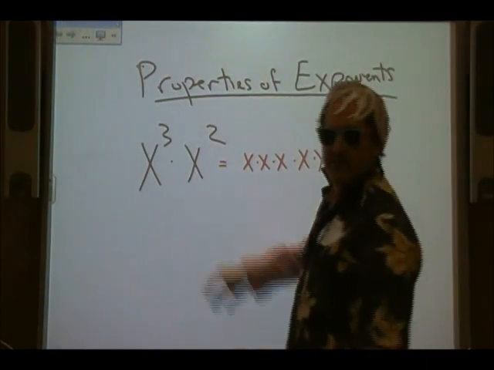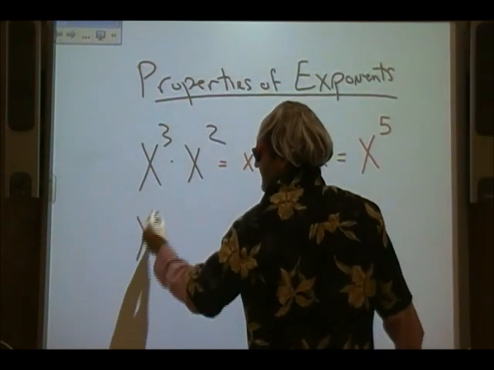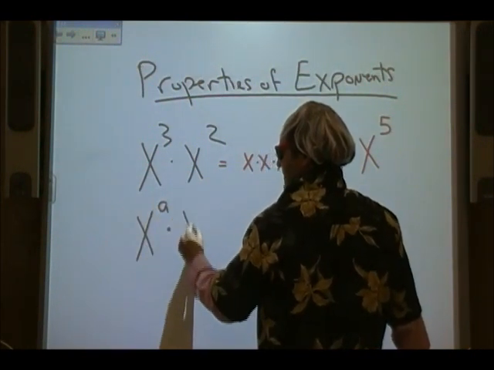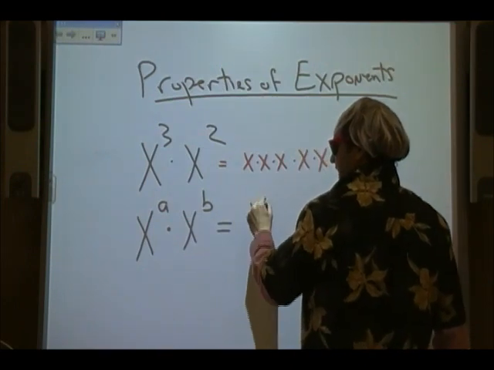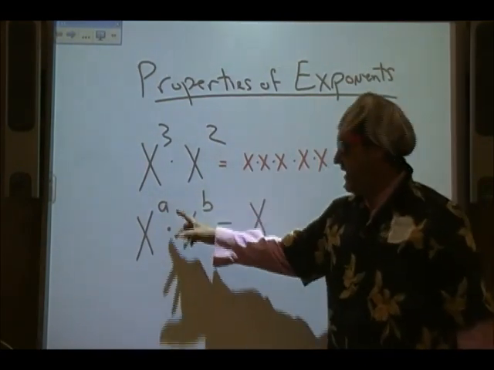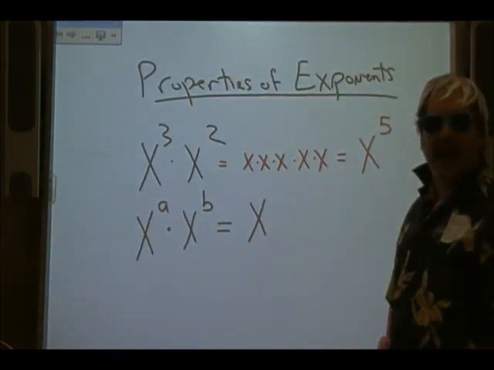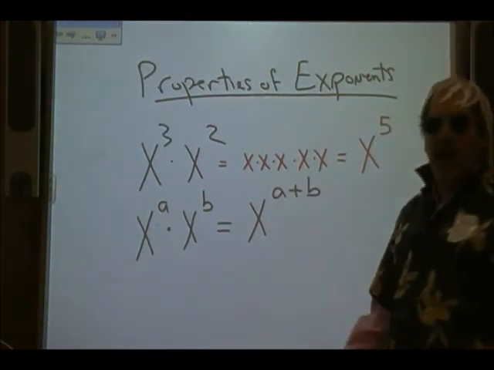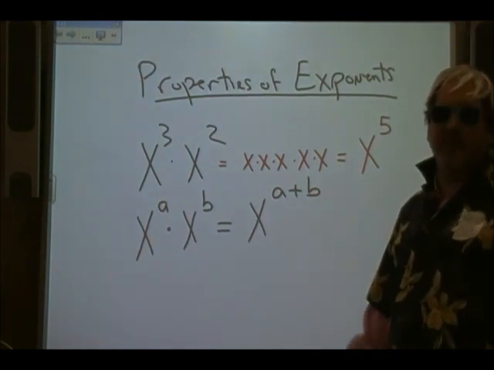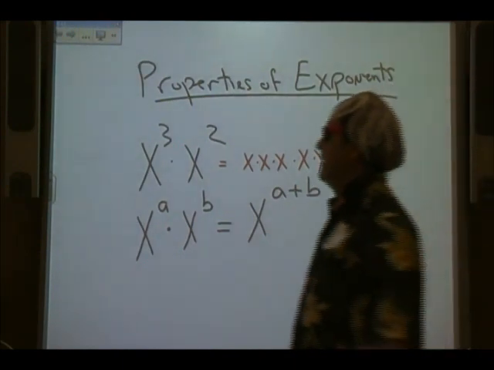So, to come up with the formula, they just say x to the a times x to the b is equal to x to the a plus b, and you take these and you add them. Nice and simple. That one's done. Let's do another property.